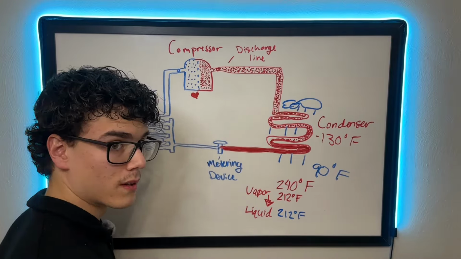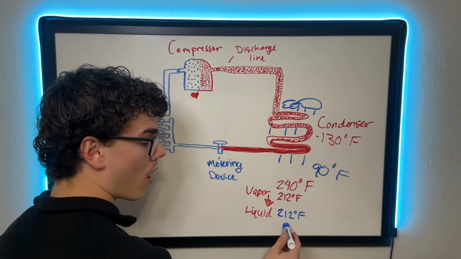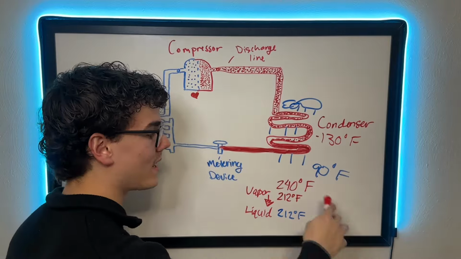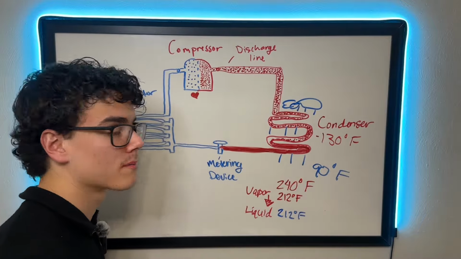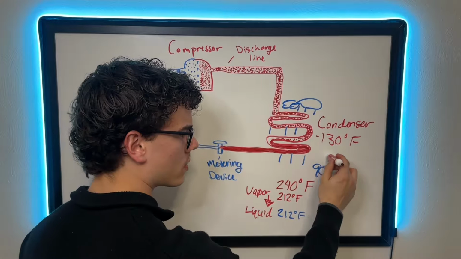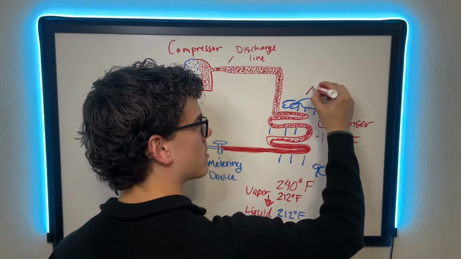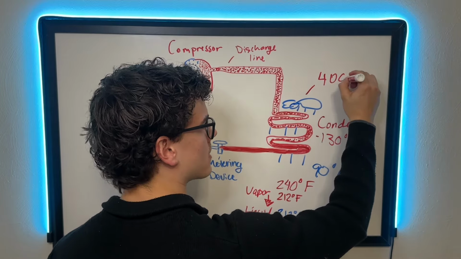And we also know that until water reaches 212, it will not boil into a vapor. And this is only at standard atmospheric pressures. So let's keep in mind this refrigerant, that's 130 degrees. Let's say the pressure of this condenser is 400 psi.